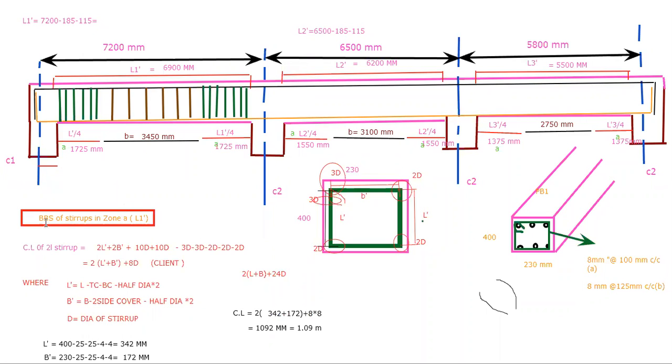But we are finding out the BBS of stirrups in zone A of L-1. So now we have to find out the numbers. How many number of rings are going to be involved here? So the number of stirrups in L-1.